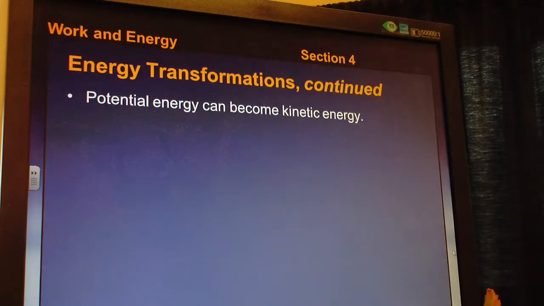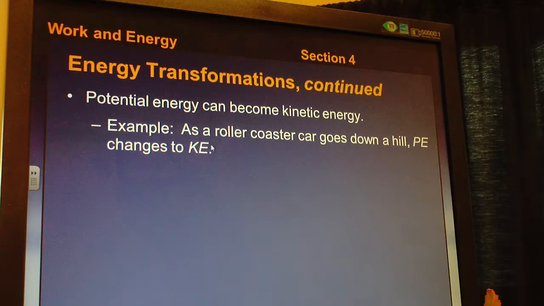Potential energy can become kinetic energy. Here's an example. As a roller coaster car goes down a hill, the potential energy changes into kinetic energy. At the top of the hill, it has the potential, the capacity to do work. And at the bottom of the hill, it's doing work rather quickly because the roller coaster is moving so fast by the time you get to the bottom.